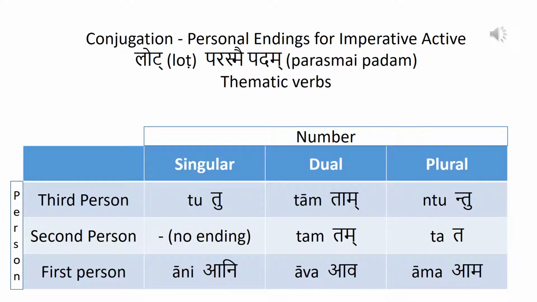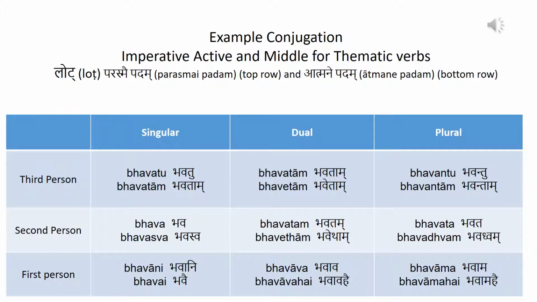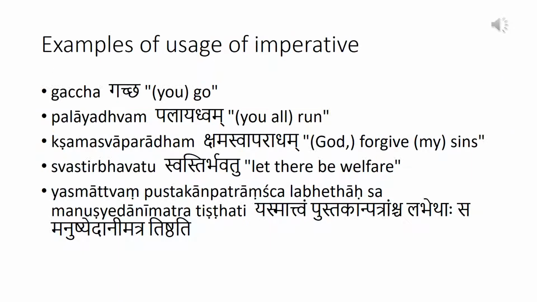The personal endings for the imperative active and middle for thematic verbs are given here. This is the full conjugation for the verb bhu. The active voice is on the top line and the middle in the bottom line. Here are some examples of the usage of the imperative.